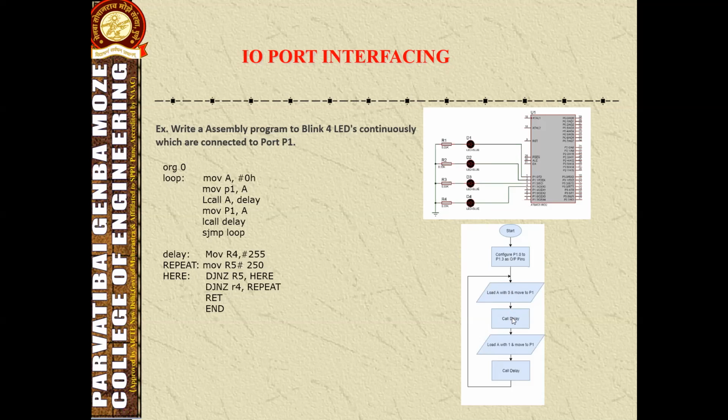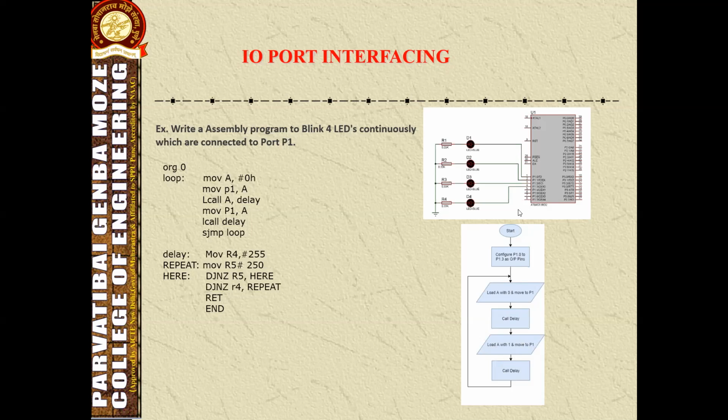So we will call one subroutine, or we have to write a subroutine for the delay purpose, and we can call that subroutine by using call delay. After calling delay, what should we do? We should load the accumulator with the high signal and move that high signal using the accumulator to these ports.